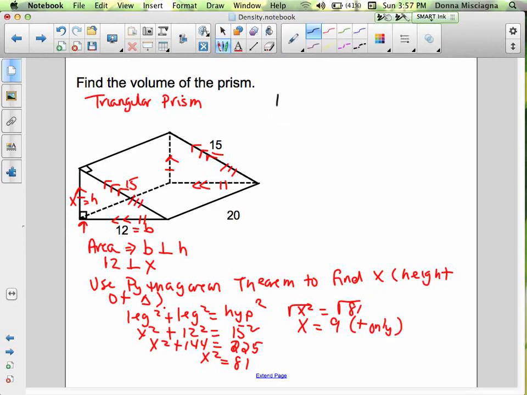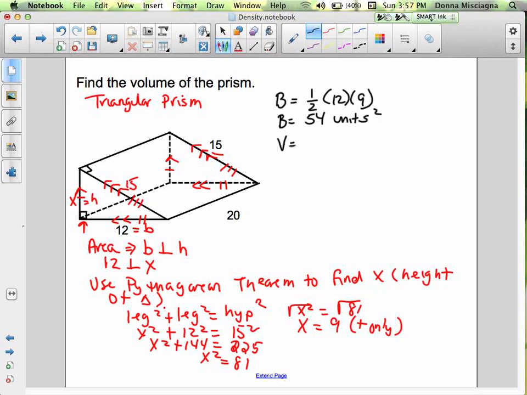All right, now that we have the height of the triangle, we can find the area of the base. It's a triangle, right? So it's going to be 1/2 times 12 times 9. So the area of the base, half of 12 is 6. 6 times 9 is 54, and I don't know what the units are because they're not shown, so we'll just call it units squared.